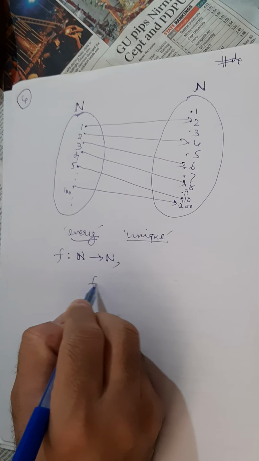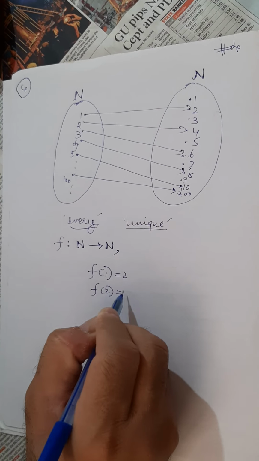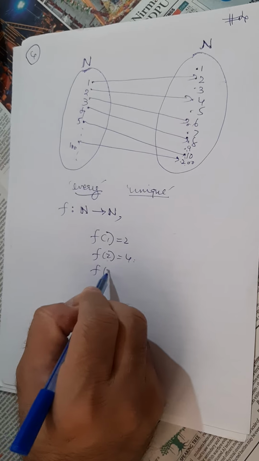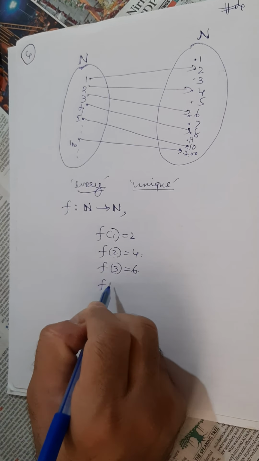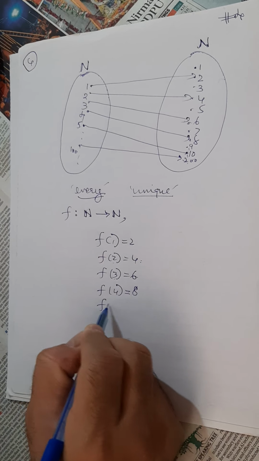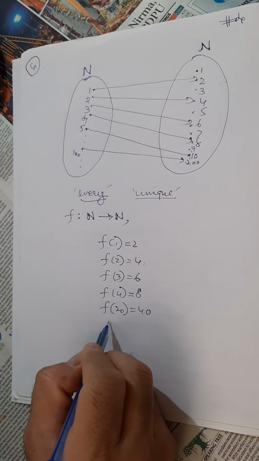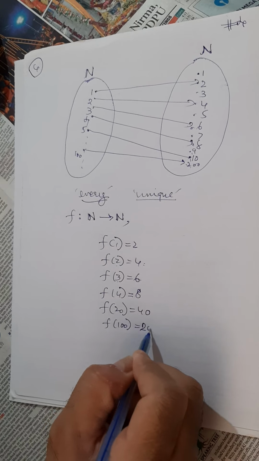Now here f of 1 is 2. What is f of 2? You know, double. It's a rule which gives us double. What is f of 3? What's the rule? You make it double, 6. What is f of 4? You make it double, 8. What is f of 20? You get double, which is 40. What is f of 100? It becomes double, which is 200.